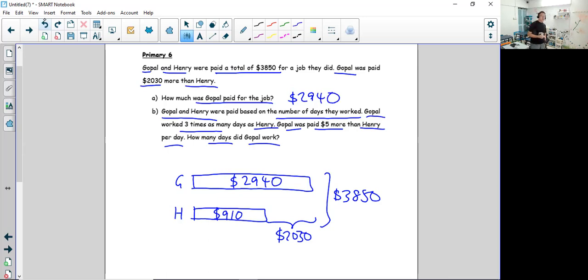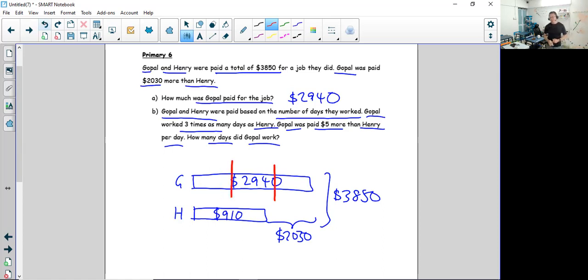Okay, so how are we going to use grouping? Gopal and Henry were paid based on the number of days they worked. Gopal worked 3 times as many days. So you look at my model. I don't know how many days Gopal worked, but I can cut it into 3 groups, right? Because Gopal worked 3 times. So the rectangle for Gopal also represents the number of days that he works. So I cut it into 3 groups. Or maybe I should cut it a bit more proportionally, 3 groups like this.